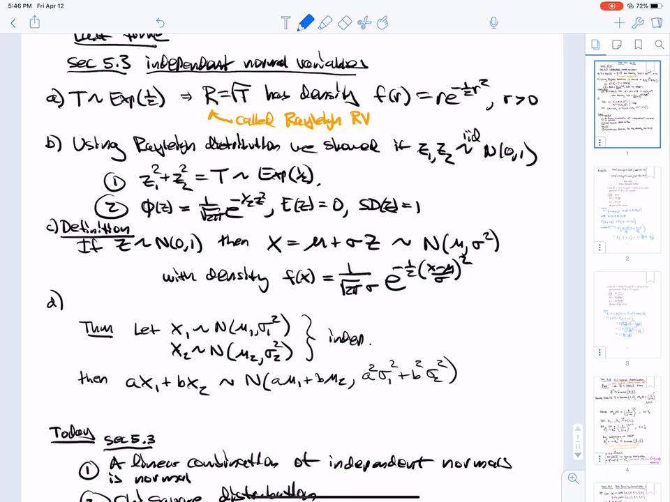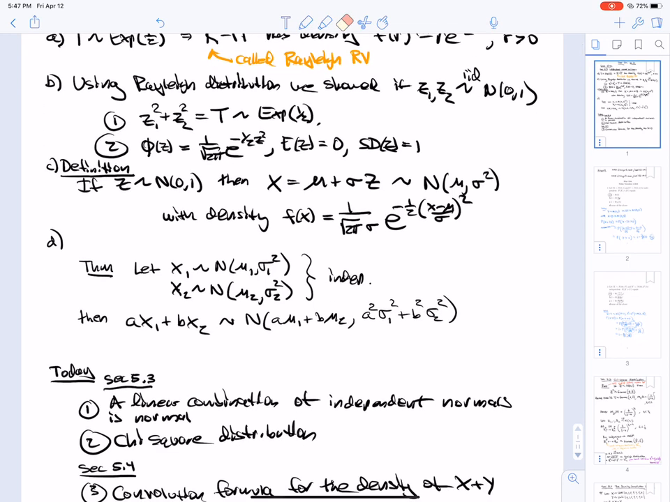We defined a normal random variable with mean mu and variance sigma squared as a change of scale of a standard normal. So if we let X be mu plus sigma Z, using the change of variable formula and knowledge of what the density of the standard normal is, you get the density of a normal mu sigma squared.